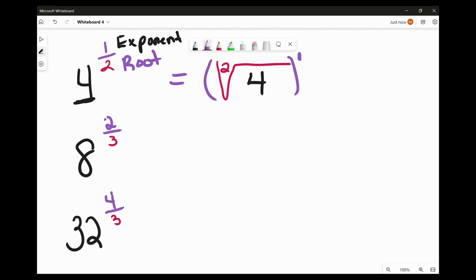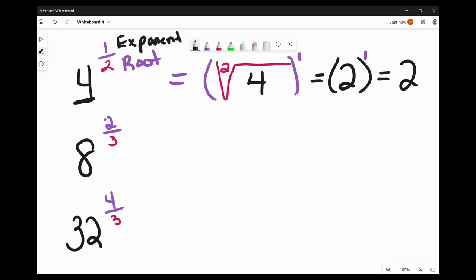So if I were to do out this problem, I would start by looking at what's in the radical sign here. So I have the square root of 4, and the square root of 4 equals 2. And then that's raised, notice, to the first power. I put the exponent here, and now the exponent's here. And 2 to the first power is just equal to 2. That's how you would do that problem.